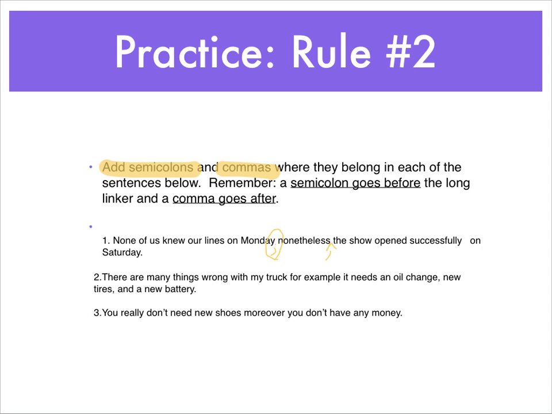Number 2, there are many things wrong with my truck. Here goes your semicolon. For example, comma, that's a 2-word linker. It needs an oil change, new tires, and a new battery. And then finally, number 3, you really don't need new shoes. Pause. There's our semicolon. Moreover, comma, you don't have any money. And that's where those would be added.